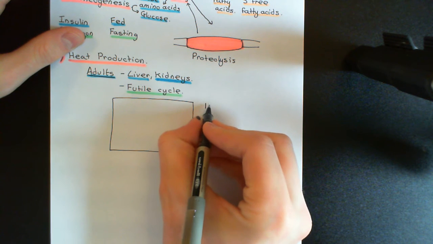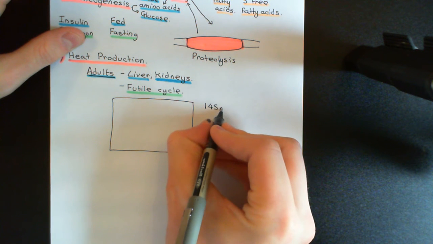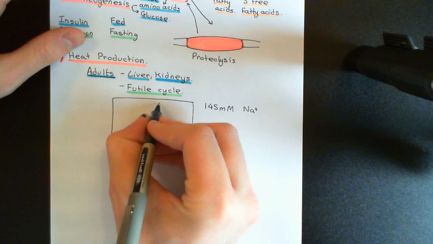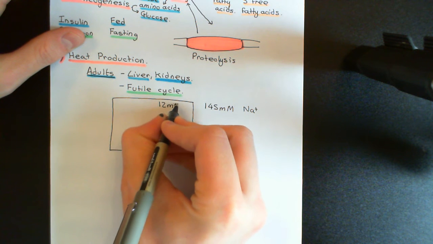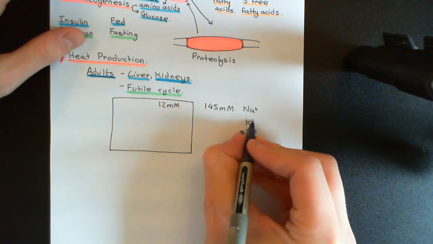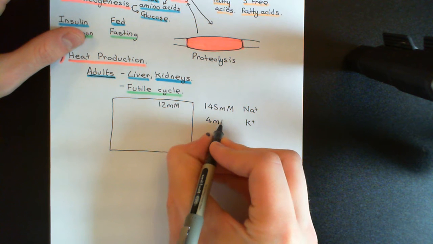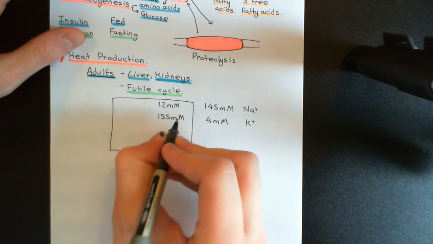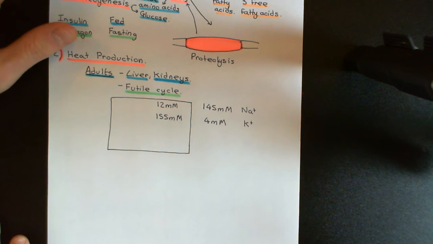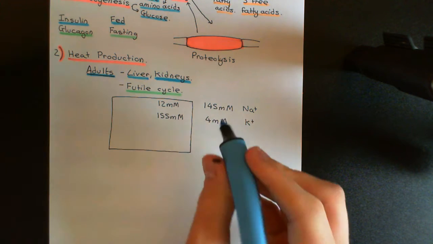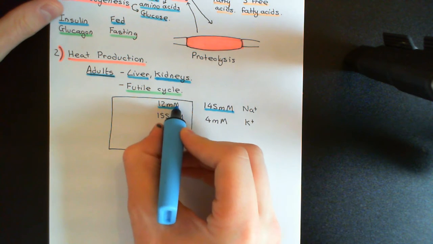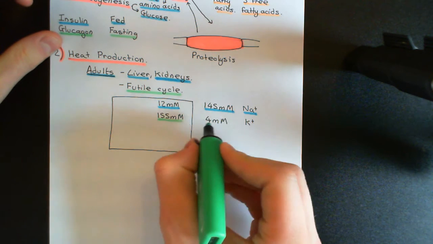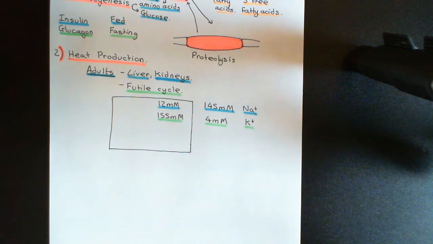Sodium concentration in the extracellular fluid is generally around 145 millimolar. Sodium concentration inside the cell is generally around 12 millimolar. Potassium, meanwhile, is generally around 4 millimolar extracellularly and 155 millimolar intracellularly. So you have a 12-fold concentration gradient of sodium favouring its movement into the cell. Meanwhile, you have approximately a 40-fold gradient of potassium favouring its movement out of the cell.